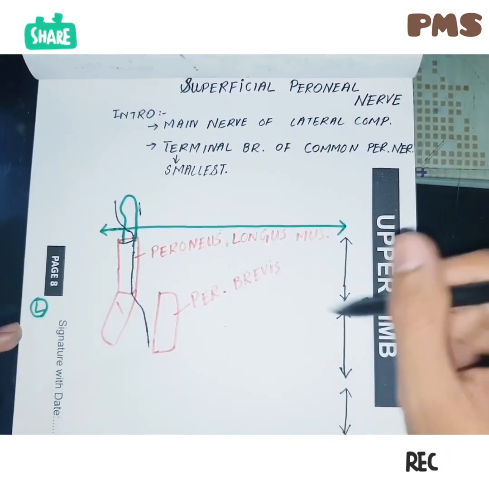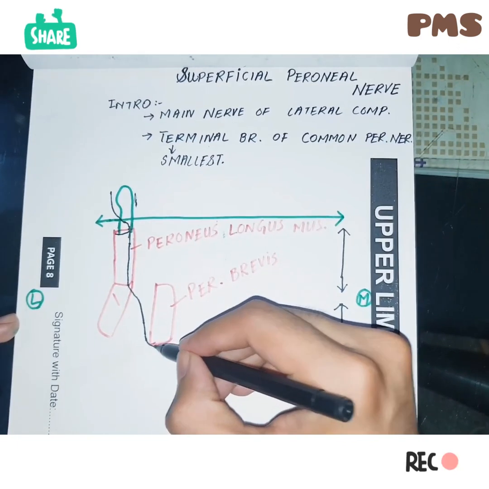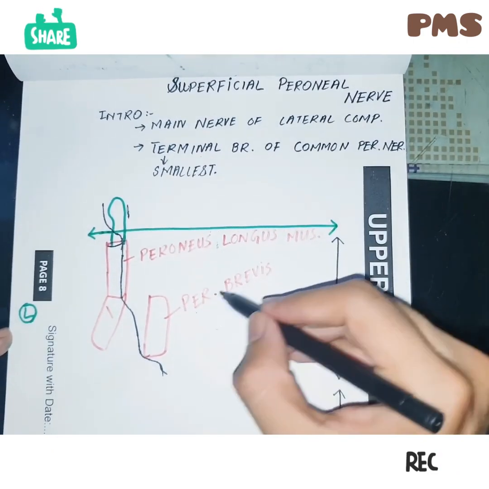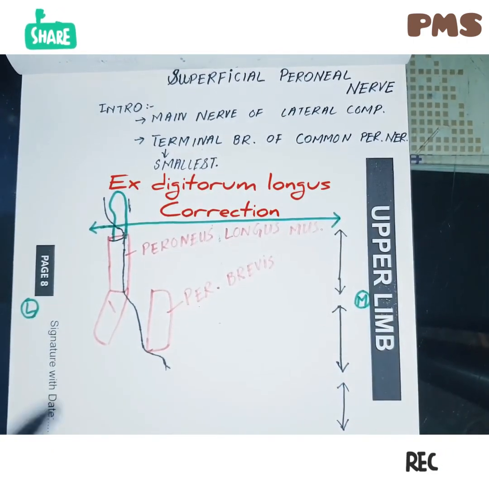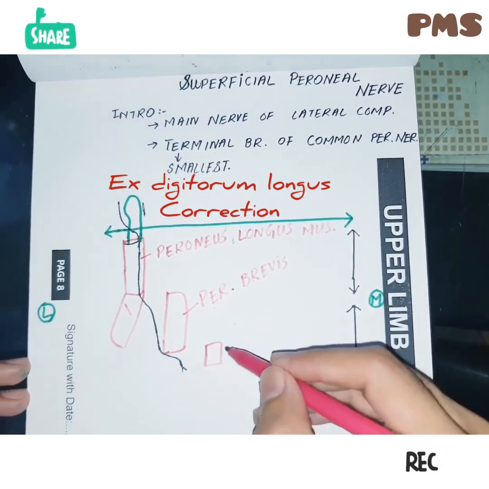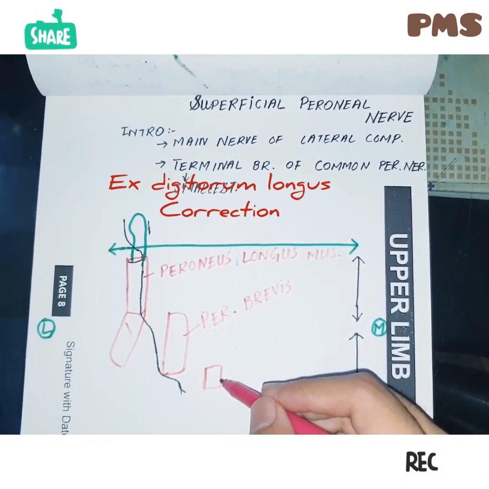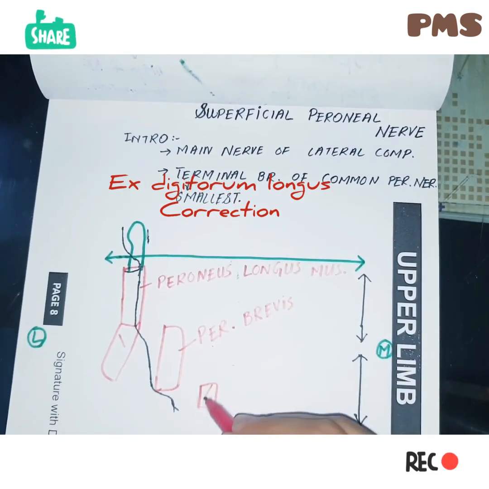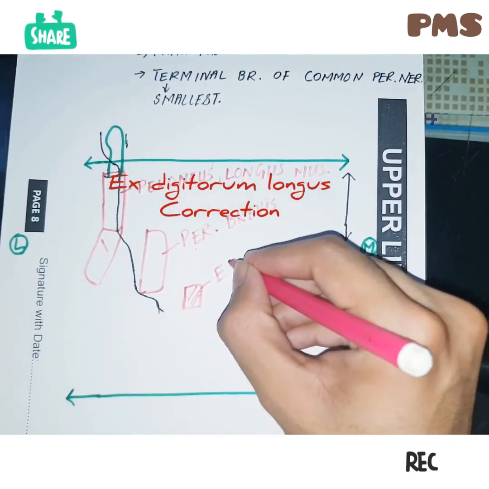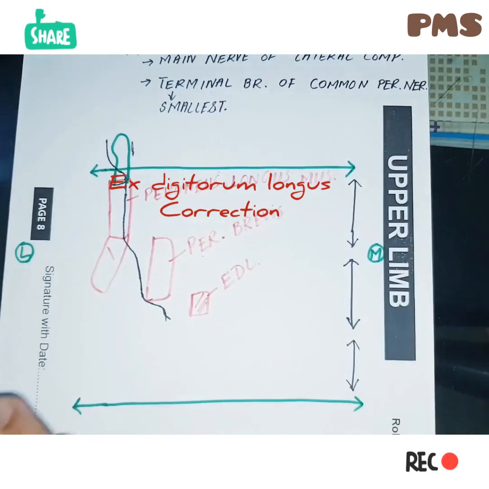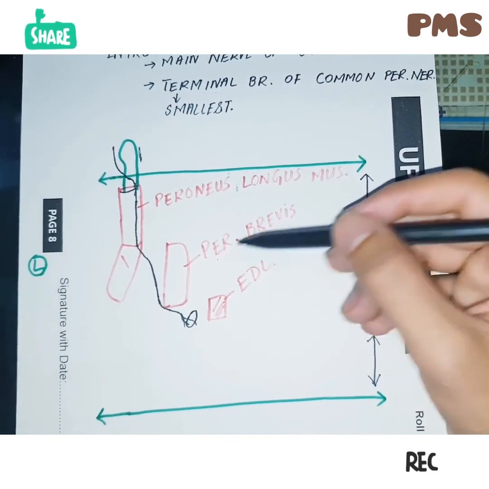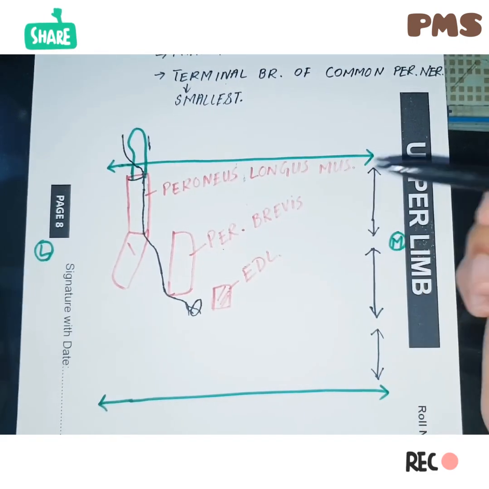And in the lower part of the middle 1/3, it lies in the groove between peroneus brevis muscle and extensor digitorum longus muscle. This is not a muscle of the lateral compartment, but it is a muscle of the anterior compartment of the leg. Here is a groove between peroneus brevis and extensor digitorum longus muscle.